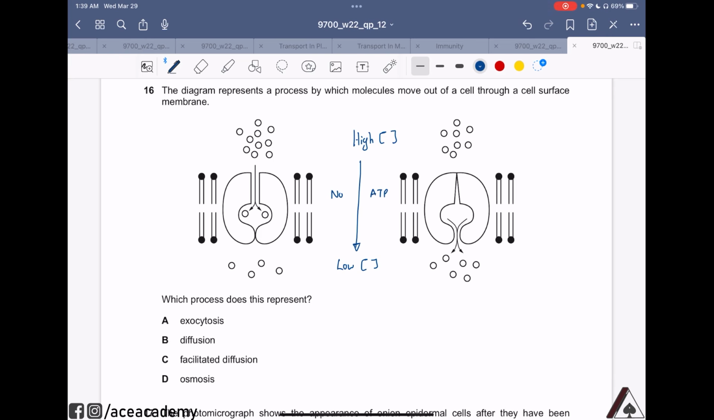Facilitated diffusion is the movement of molecules from a region of high concentration to a region of low concentration through channel proteins or carrier proteins, and these do not require any energy. So C is the correct answer.